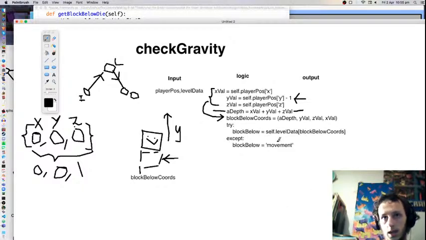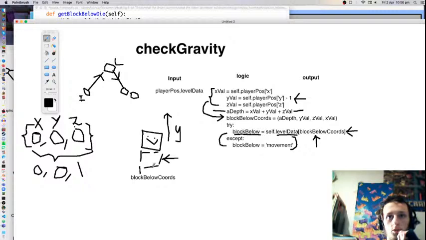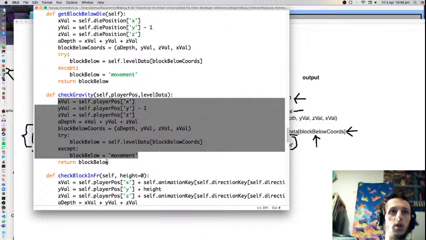And what we're going to do is take the block below. This is just error handling. This is just technical stuff too. We don't need to worry about that. But essentially, we're saying that we want to look at the level, at the block below, and find out what it is, which we're going to call block below. So if it's air, it will be block below equals air, or if it's ground, it'll be block below equals ground, or whatever. You get the idea. Then we've got output, which is that we're going to return that back.